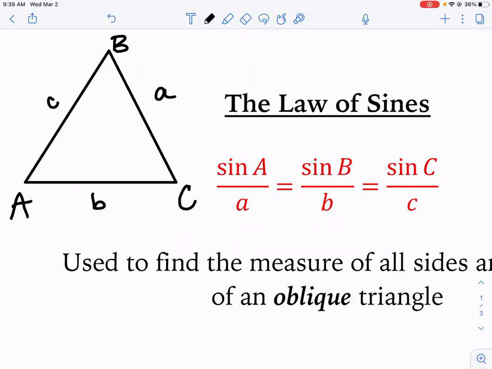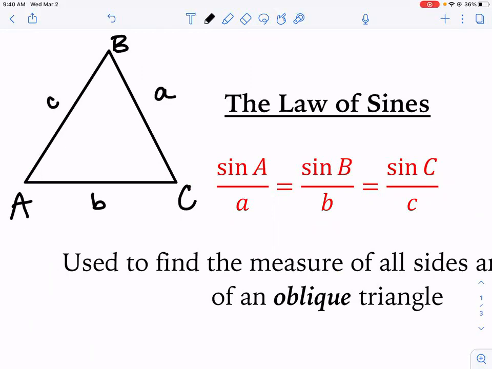Okay. What else do we know? What's true about the biggest angle? It's across from the biggest side. The smallest angle is across from the smallest side. Okay, so we need to keep those things in mind as we get our answers to make sure that our answers make sense.